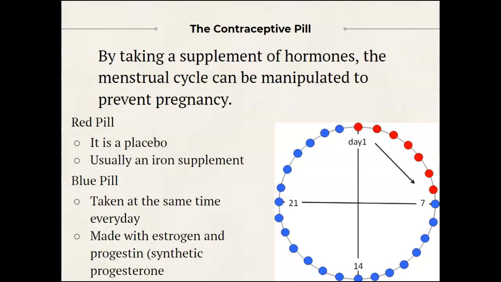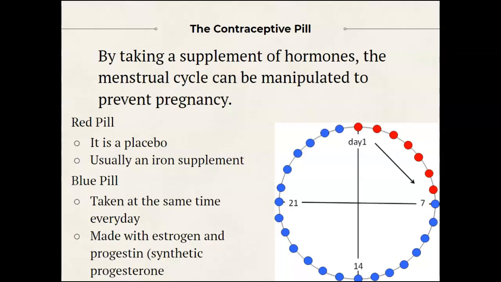And then the last bit that we're going to get into is the contraceptive pill, birth control. So this is a supplement of hormones, and this basically manipulates the menstrual cycle to prevent pregnancy. Typically when you would be menstruating, you're taking a placebo pill. It's usually an iron supplement because you're losing so much blood that you're replacing it with iron. And then the blue pill, which is what you take the rest of the month, is taken at the same time every day. That is vitally important, to maintain the levels of hormones in your body consistently.